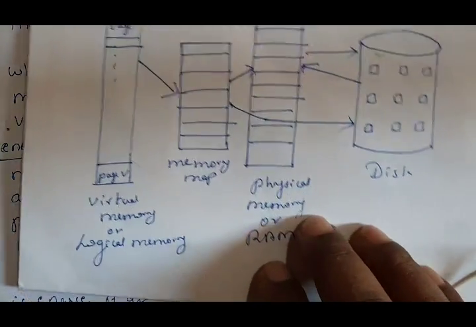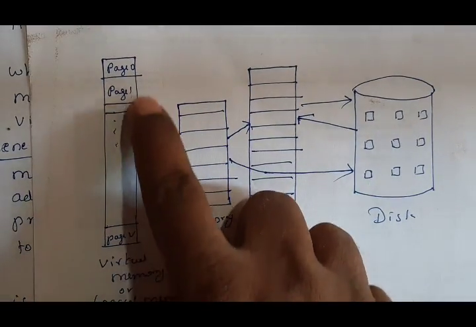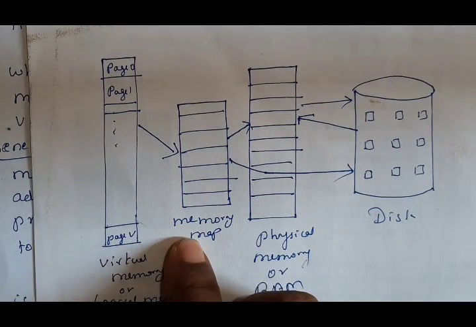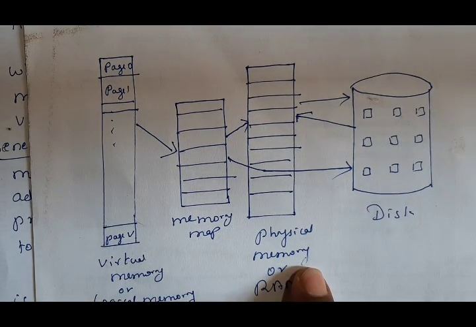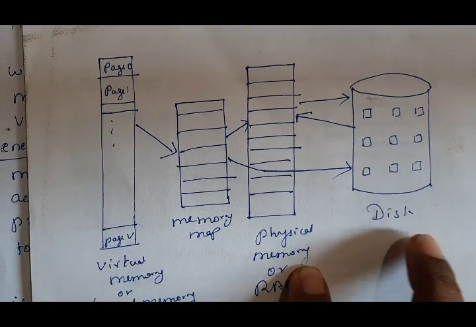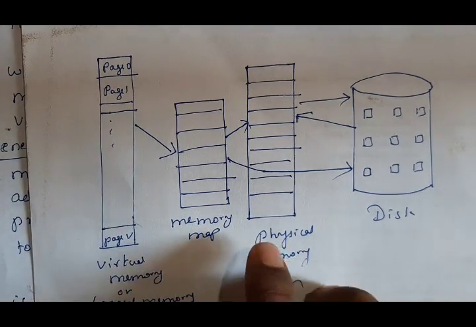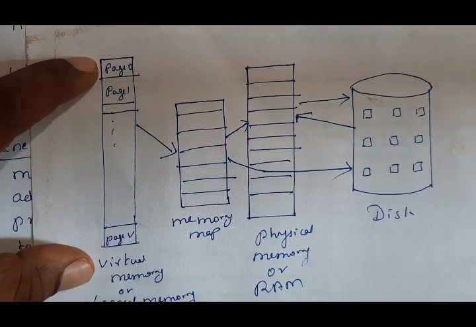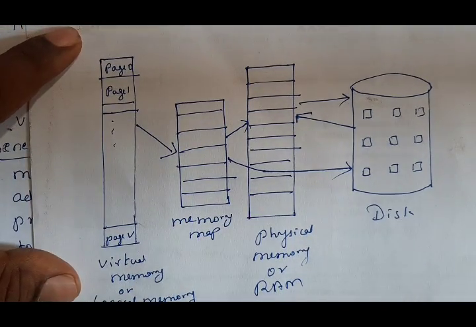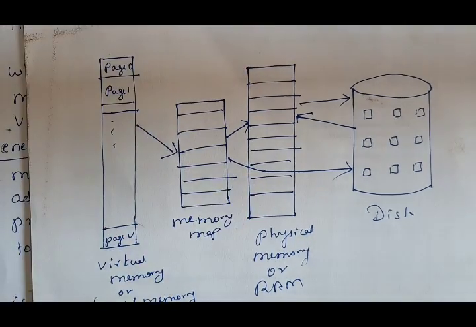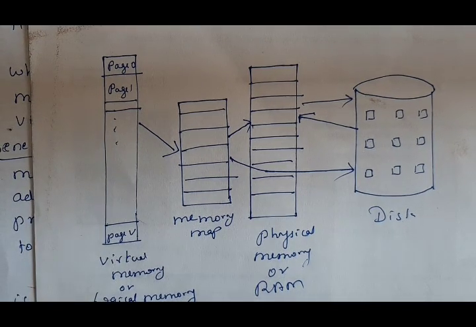Here the virtual memory contains many pages. Then there is a memory map, then there is a physical memory, then there is a disk. This diagram shows the virtual memory is larger than the physical memory. Clear? What does the figure show?